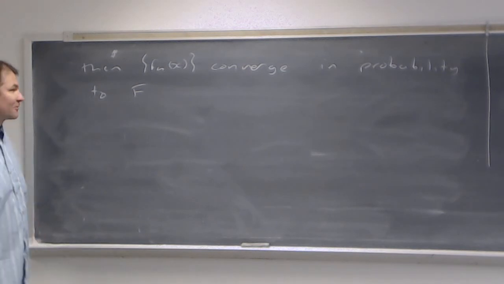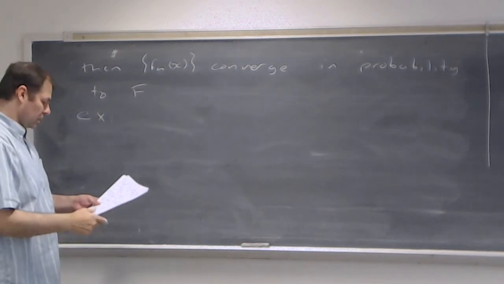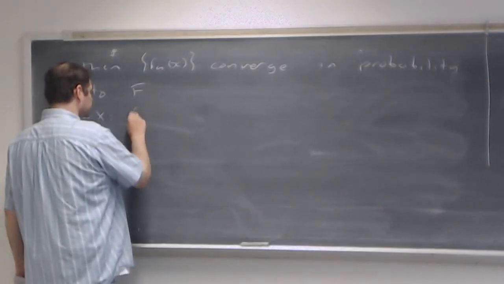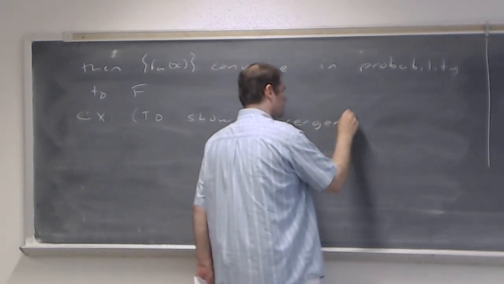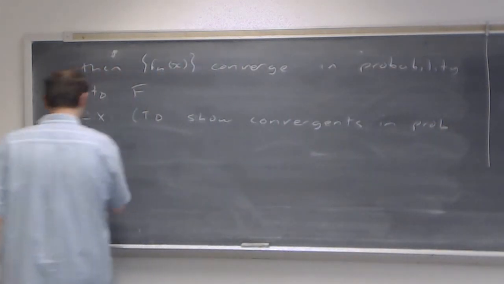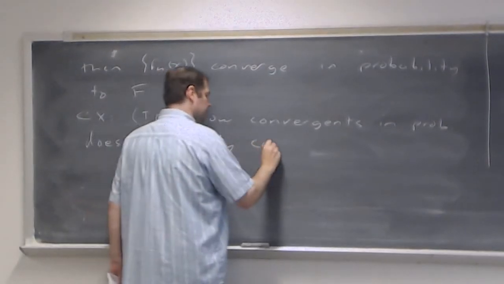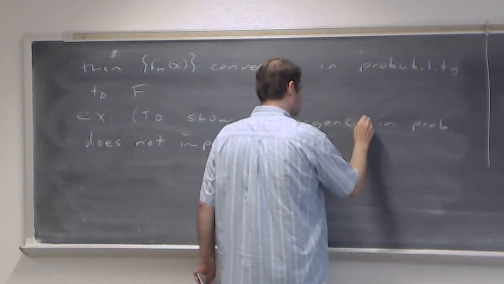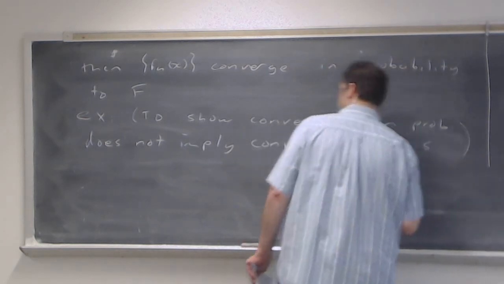I almost made a mistake when I was writing. So as an example to see that, an example to show convergence in probability does not imply convergence almost surely. All right, let's consider this sequence of functions.